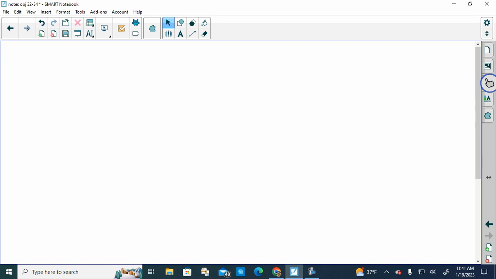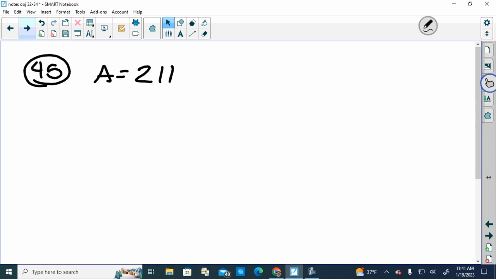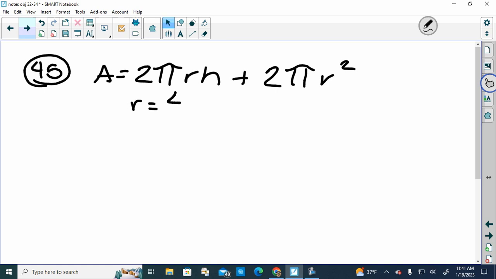Okay, so on number 45, it's a different formula. We're using 2πrh plus 2πr squared. Okay, you just told me that the radius is going to be what? 4. And the height was going to be 8.6. And they want us to use 3.14 for pi.